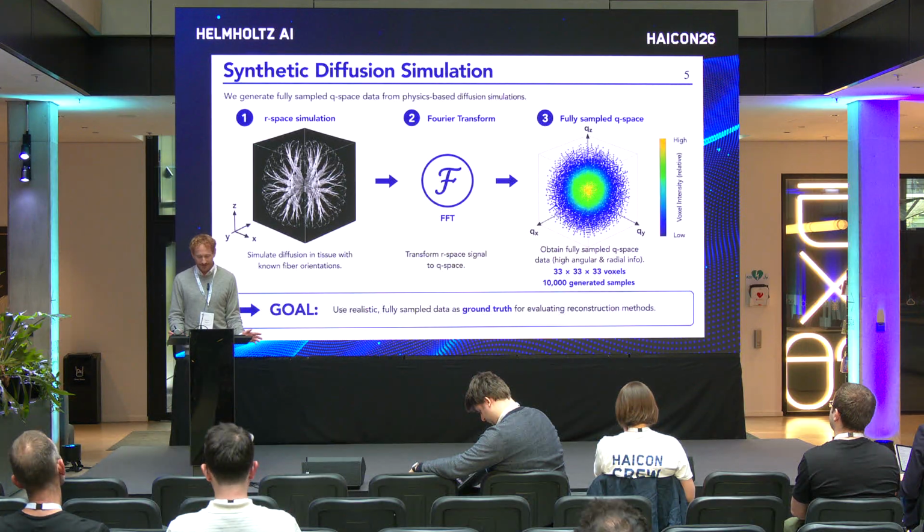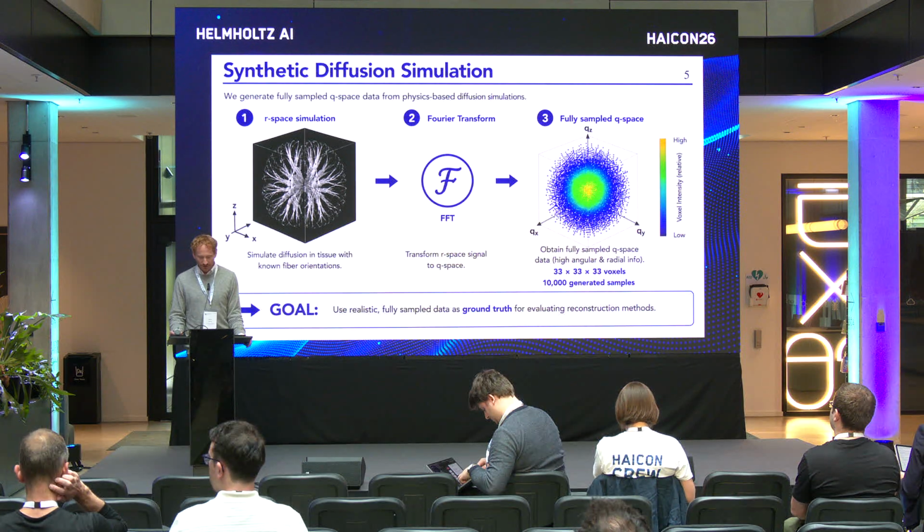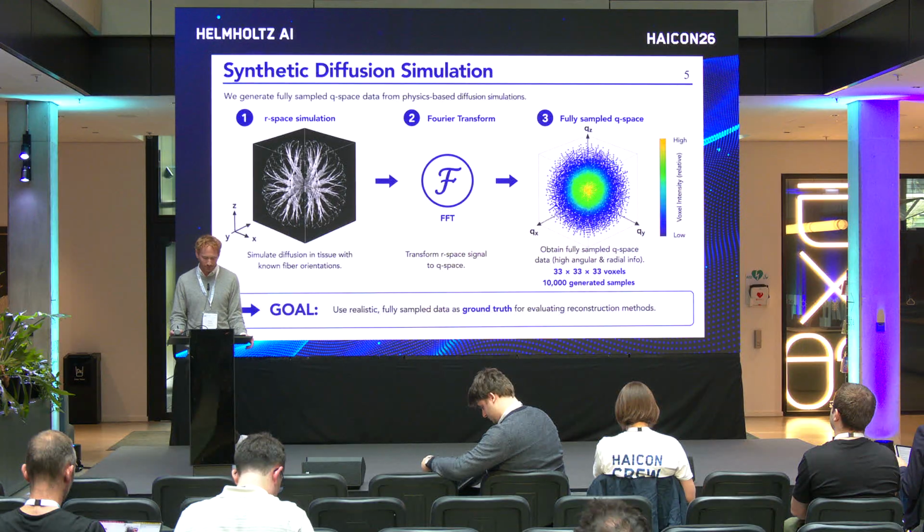Since fully sampled DSI data are difficult to acquire, a synthetic dataset was generated for training and evaluation. The simulation starts in the R-space, where different fiber configurations are modeled using diffusion tensors. The result is a three-dimensional diffusion volume with a resolution of 33 by 33 by 33 voxels. A Fourier transformation is then applied to obtain the corresponding Q-space. In total, 10,000 fully sampled datasets were generated and used as ground truth.